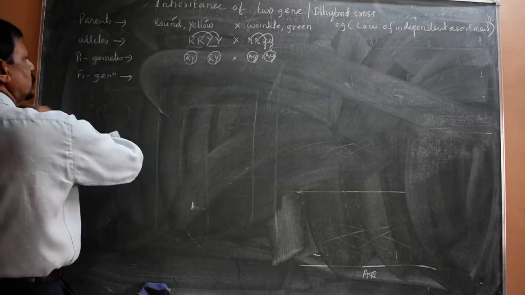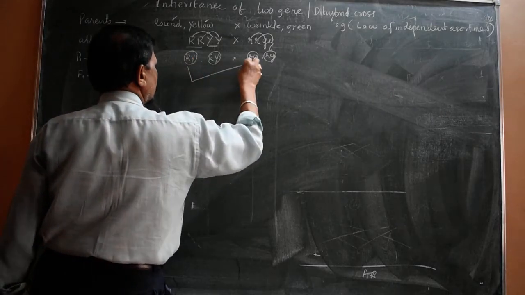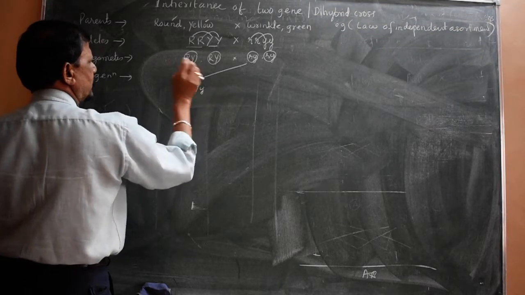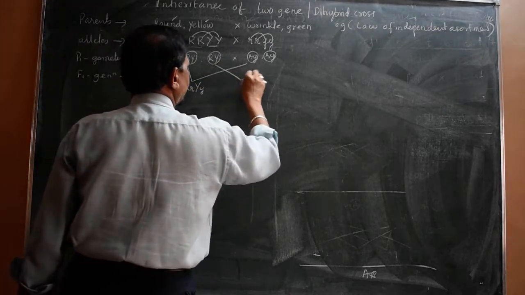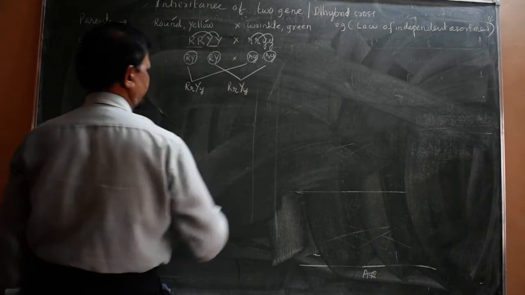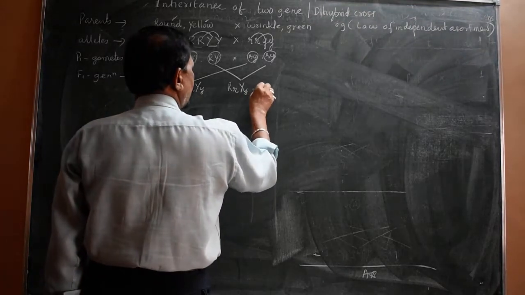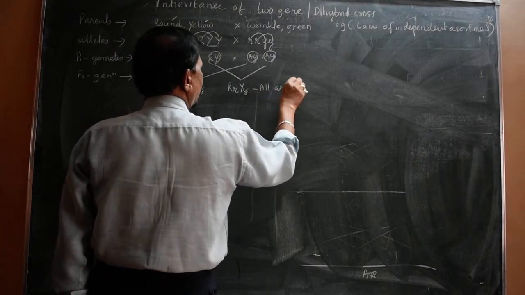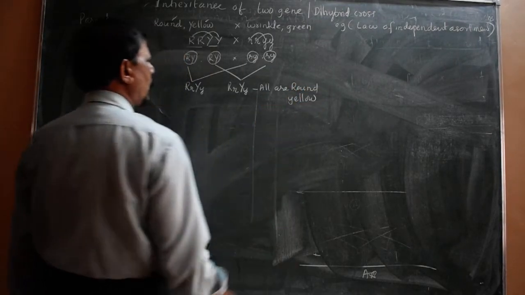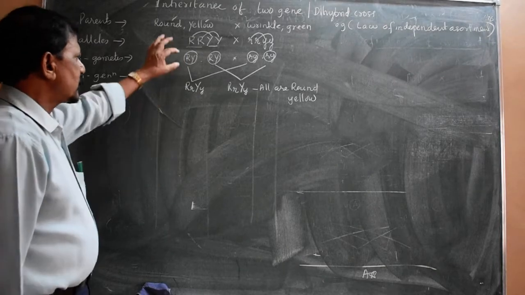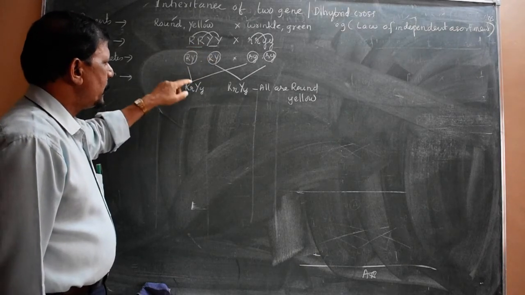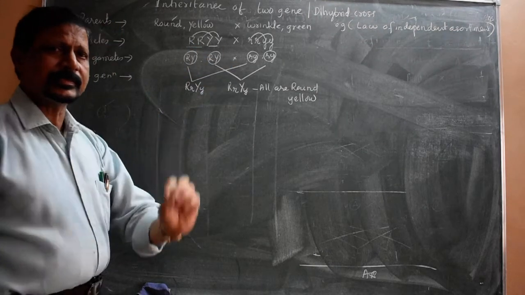Then the F1 generation: you have to cross like this, capital R, small r, capital Y, small y. This is one, and then the next one, capital R, small r, capital Y, small y. Now what kind of plants? These are all round yellow plants. Capital R is dominant over small r, and similarly capital Y is dominant over small y. So this is exactly the law of dominance.